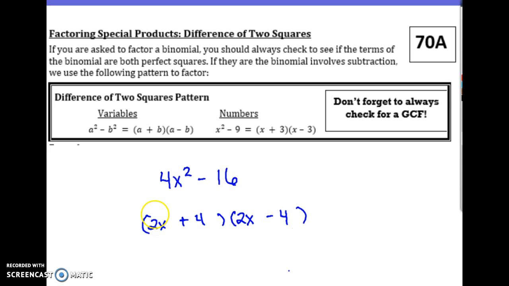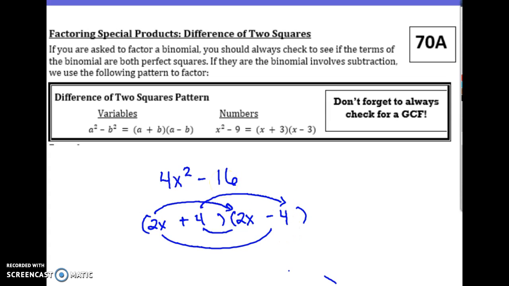Okay, so if you notice, if I FOILed it, 2x times 2x is 4x squared. My outer would be negative 8x. My inner would be positive 8x. So that causes the middle term to cancel out. And then we have our last term, 4 times negative 4, which would be our negative 16.